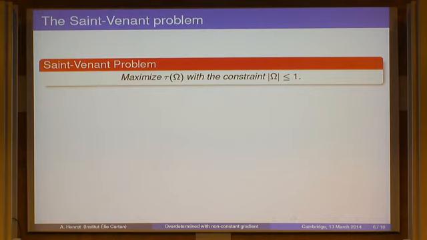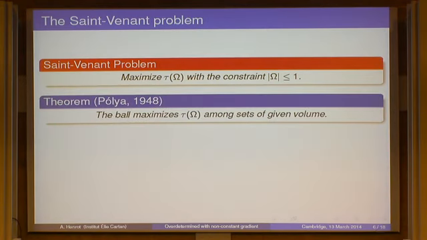And obviously, heuristically, we can expect that the solution is given by the ball, and Saint-Venant probably already said that the solution should be a ball. It was proved only in 1948 by Polya that the ball is the solution of this shape optimization problem. The ball maximizes the torsional rigidity when you assume that the volume of the domain is fixed.